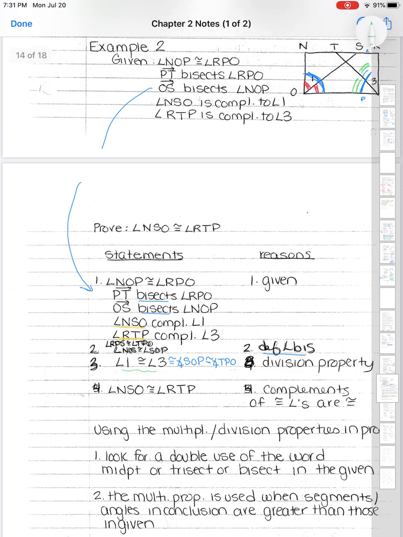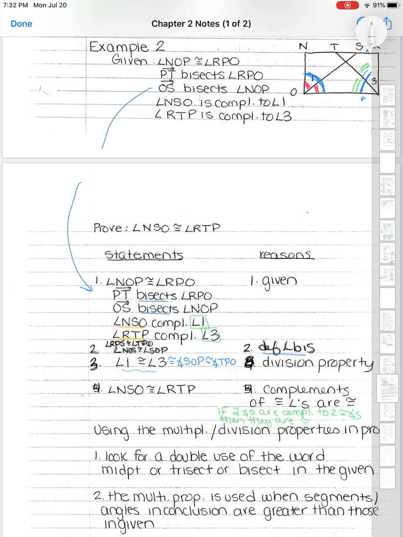Now the last piece comes in. We're talking about NSO and RTP being congruent. Well, those come into play right here. So here's NSO and here's RTP. In line 3, we just showed that angle 1 and 3 were congruent to each other. So that means this is equal to this. So if you have 2 angles that are complementary to congruent angles, then you know that those 2 yellow angles are equal to each other. And that is your proof statement, which is the final line.